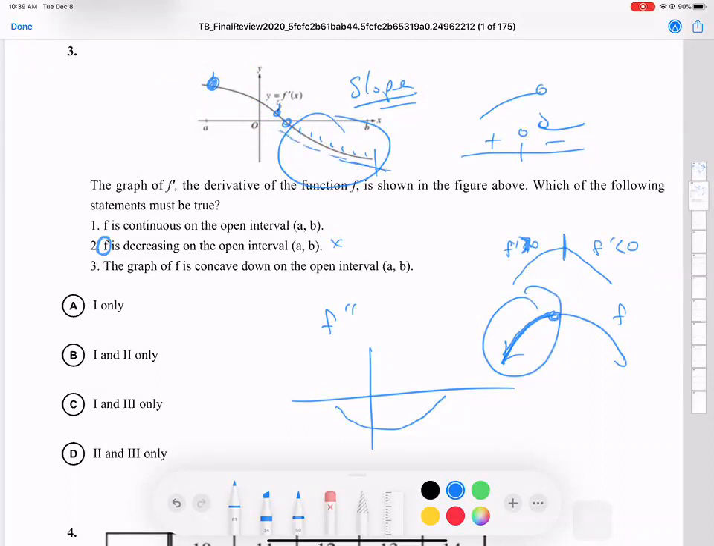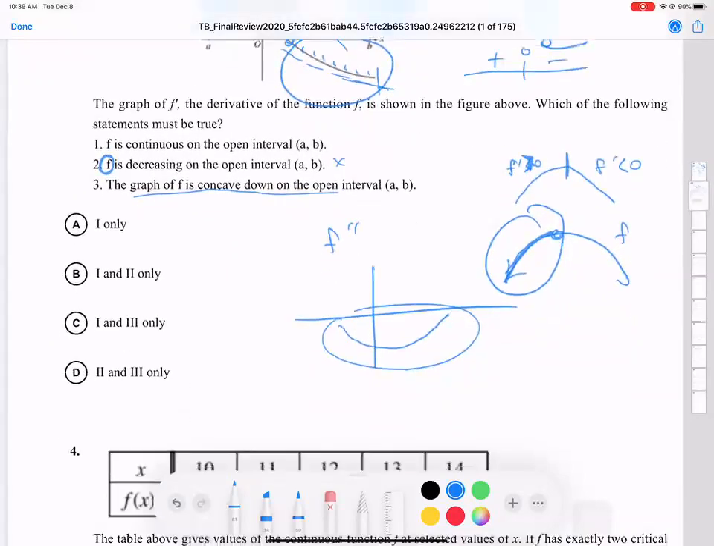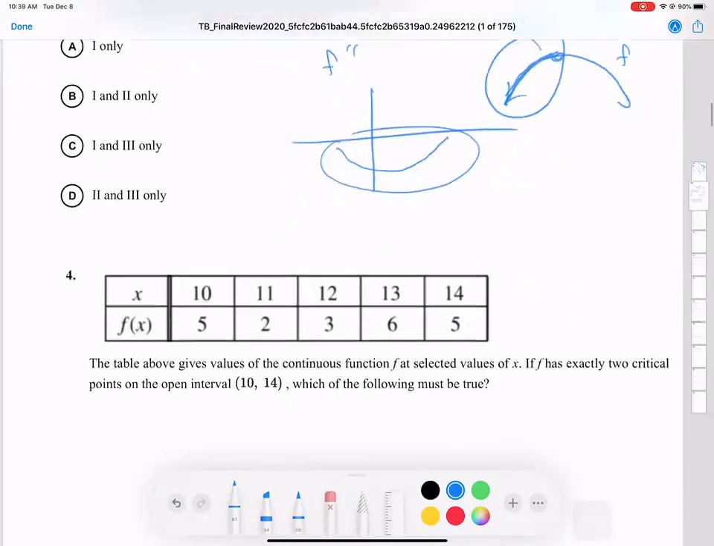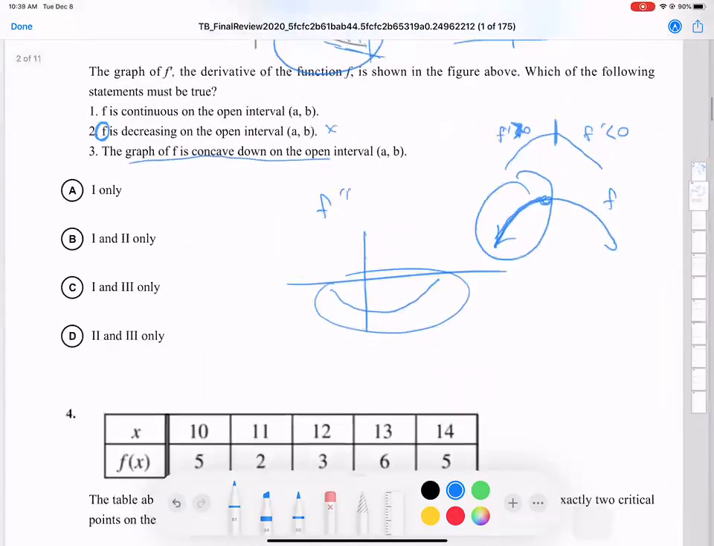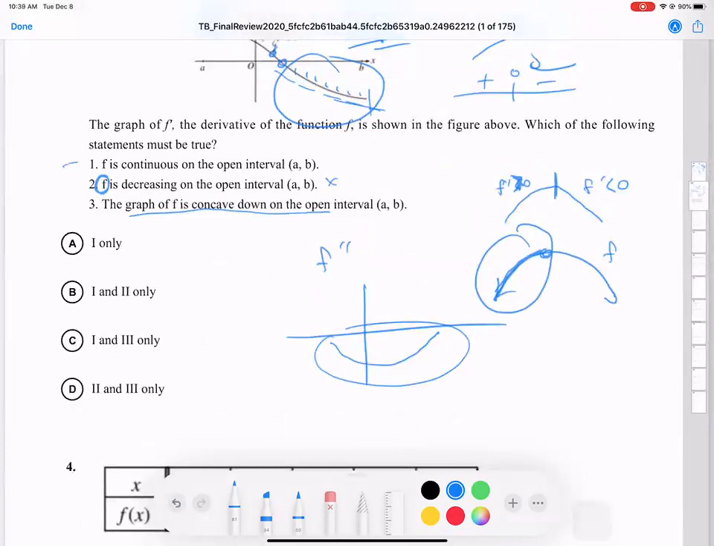Okay. So to say which one of these is true, f is concave down. Yep, this is concave down the whole time because the second derivative is all negative. Okay, so these questions are tricky and they take a little bit of time to work through. The answer is only 3, right? I think it's 1 and 3 because we said f is continuous.